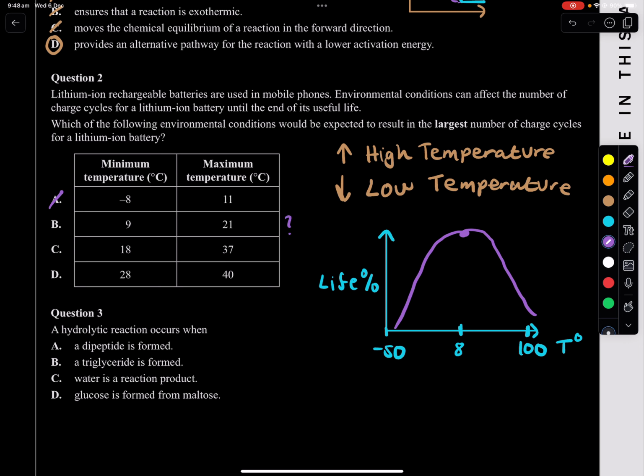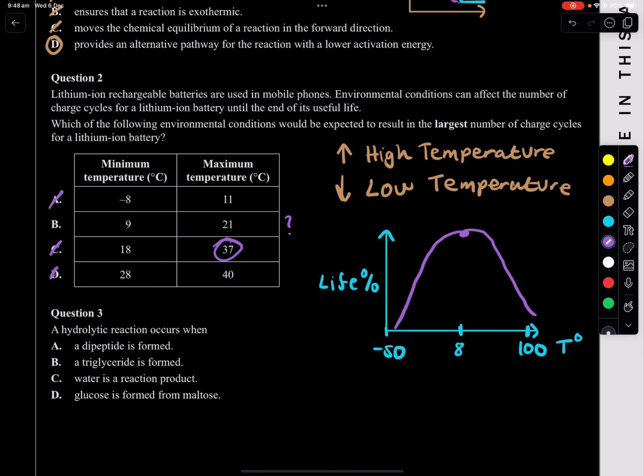We'll leave it there. C, 18 to 37. Look, 37 degrees Celsius is very hot, by the way. Especially if you live in Australia, it's very, very hot. So that's a problem if the maximum temperature is that. So C is also possibly wrong. D, maximum temperature is 40. No, this is also very, very hot.